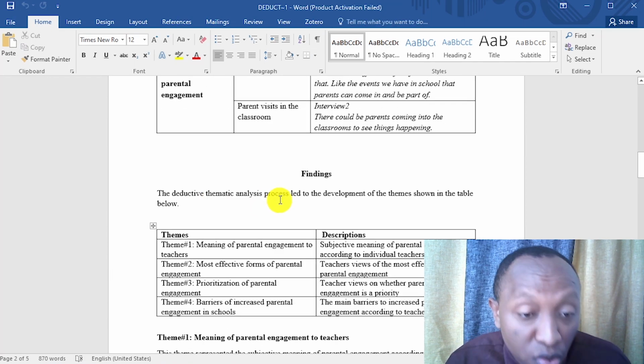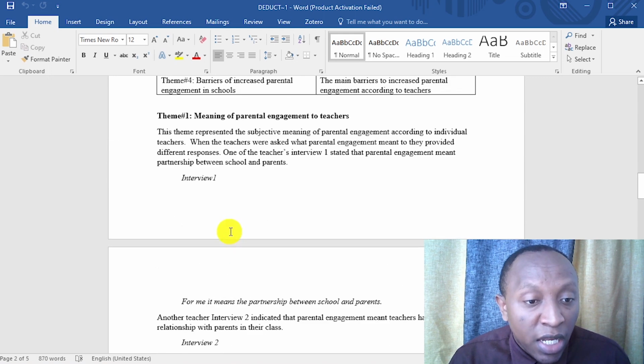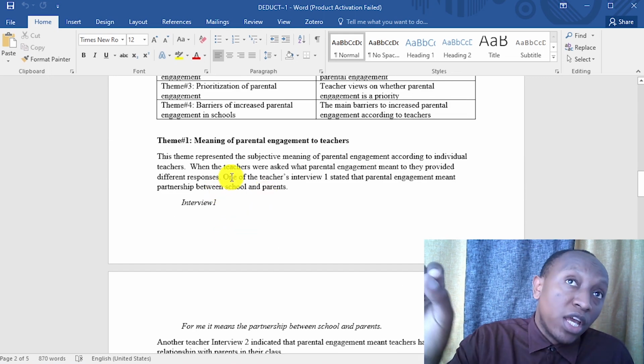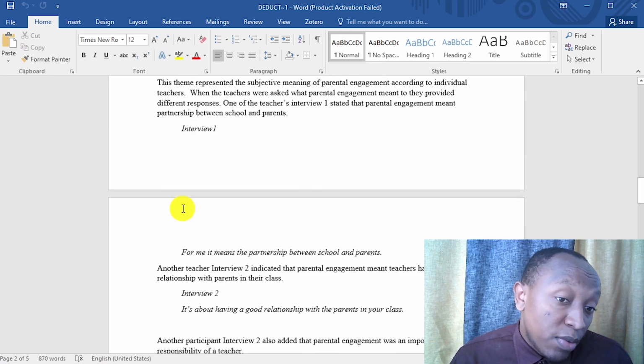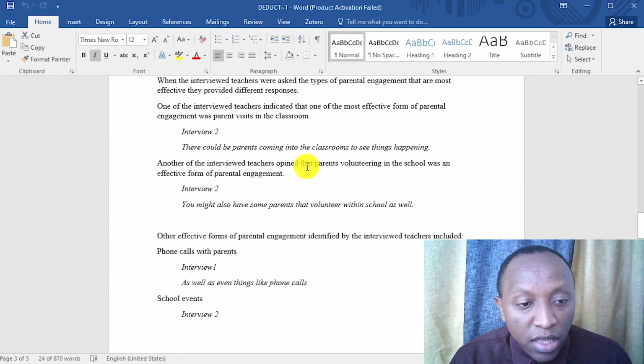This is what I did. So I have taken time to present the findings, each theme, its meaning, or the responses that were connected to that theme through deductive thematic analysis, and basically the participant excerpts connected to that theme.